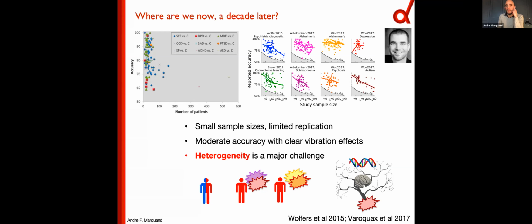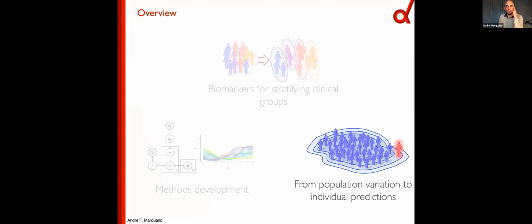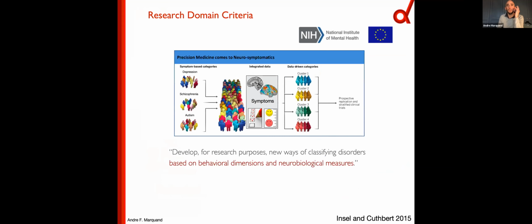So addressing this heterogeneity at these multiple different levels is, I think, a major challenge for the field at the moment, which motivates the next piece of work that I'm going to talk to you about: how can we address this? It's relatively well understood that this problem is not unknown, and is really at the heart of some of these really large international initiatives, for example the RDoC initiative, that aim to develop for research purposes new ways of classifying disorders based on neurobiology and behavior.